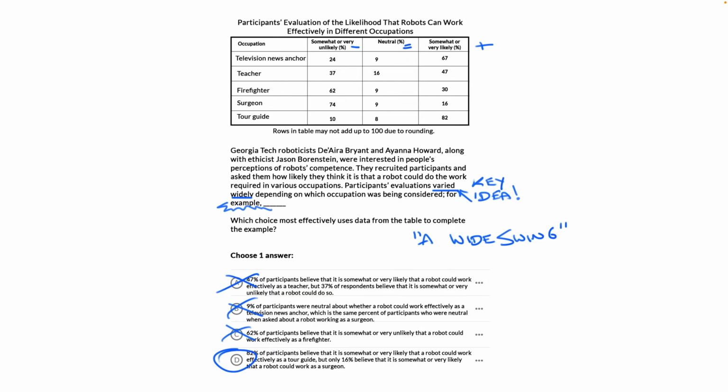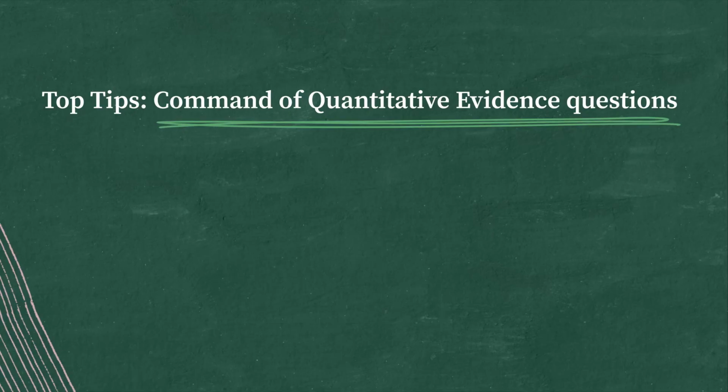Let's go over some top tips for quantitative command of evidence questions. Find the story. Data tends to tell a story. It shows similarities, differences, and changes over time. The passage will reinforce this story by drawing attention to it. For example, here I identified the story that the text was trying to tell, that there'd be a wide swing in the data when we compared two different robot jobs. And once I know what that story is, it becomes a lot easier to identify the choice that tells the same story.